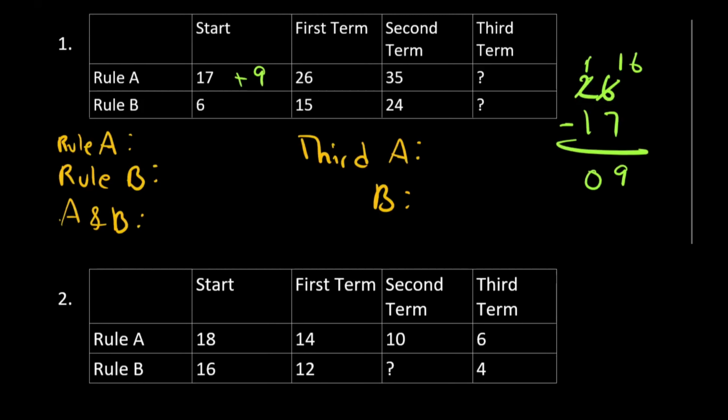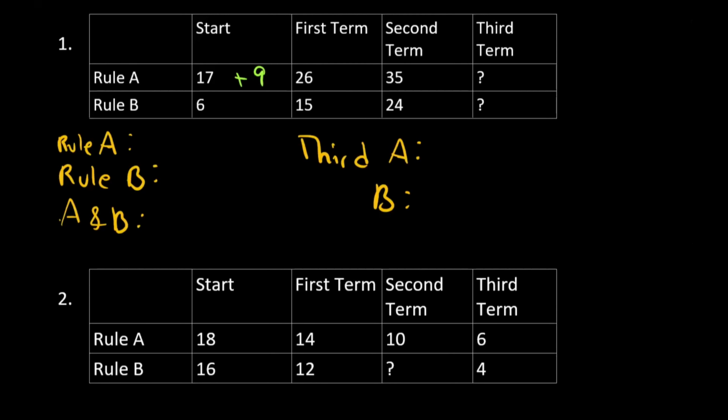Now let's see if that is true for all of them. Is it plus 9 for all the other numbers? 26 plus 9. 9 plus 6 is 15. 2 plus 1 is 3. 35. So it is the right answer. It is our rule. It's adding 9. So let's write that. Add 9.